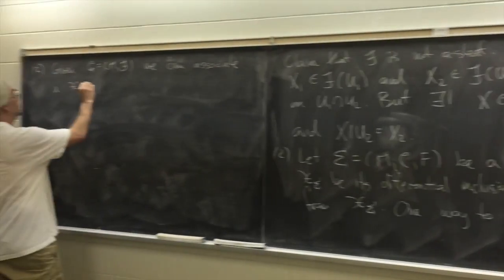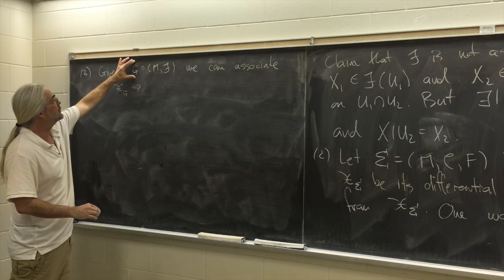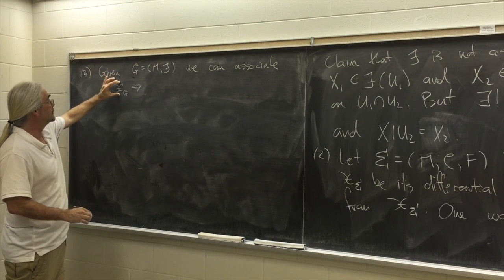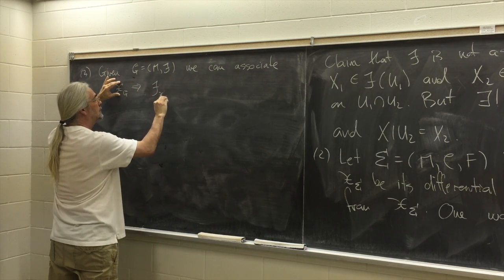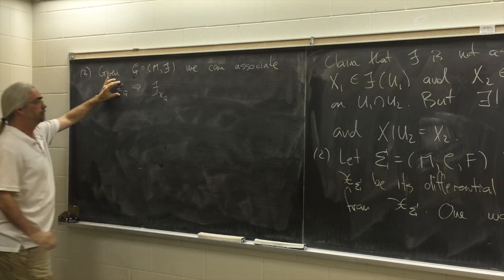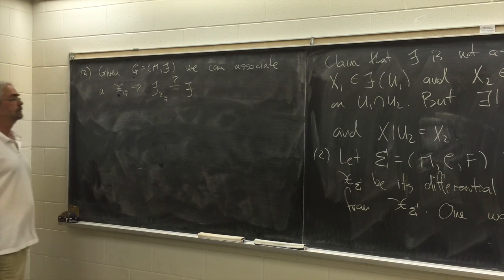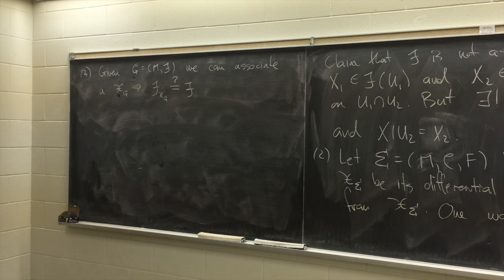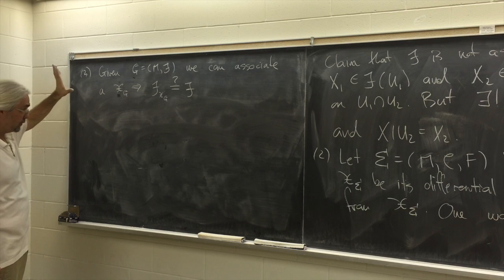Okay. And then, for a tautological control system, we can associate a differential inclusion, and then you can associate a family of vector fields. And the question is, when is that true? All right. So again, this can fail in a number of ways.